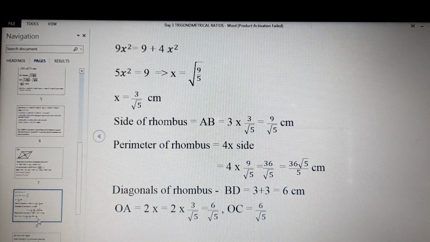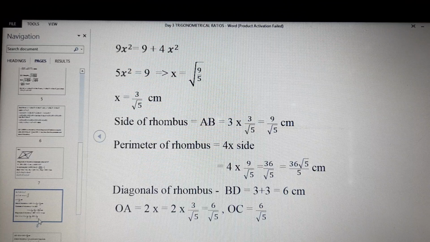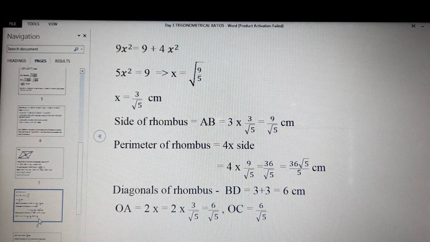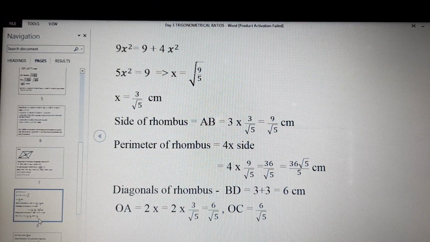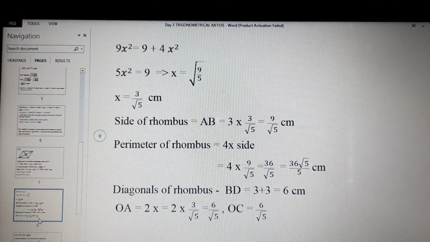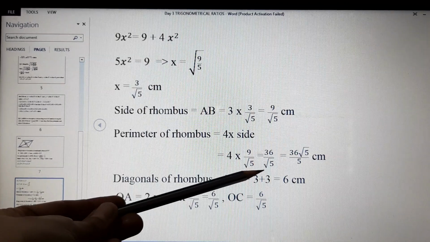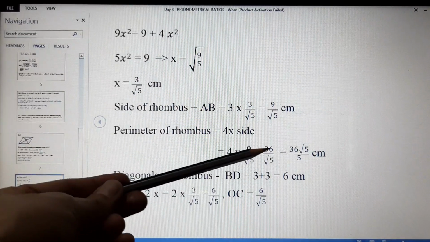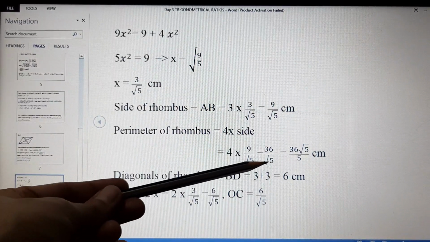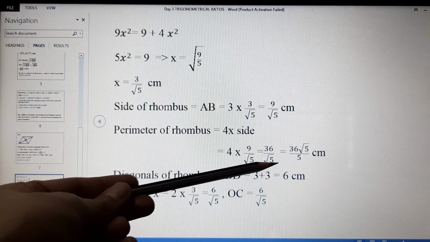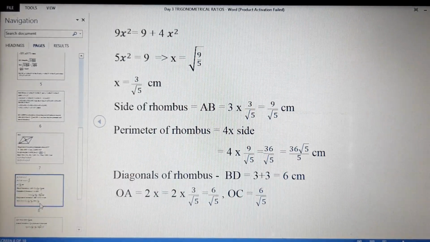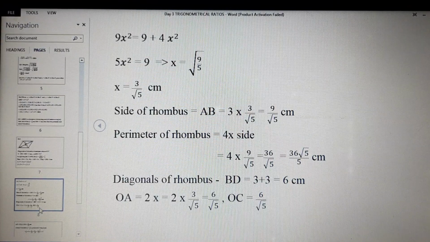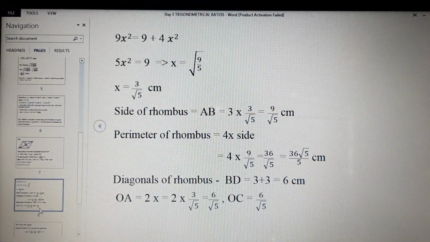Perimeter of rhombus, sum of all sides, or we can write 4 into side. So it is 4 into 9 upon root 5. 9 4s are 36, 36 upon root 5. We have to rationalize the denominator. So we will multiply by root 5, 36 into root 5 divided by root 5 into root 5. Root 5 into root 5 becomes 5. So perimeter is 36 root 5 divided by 5 centimeter.